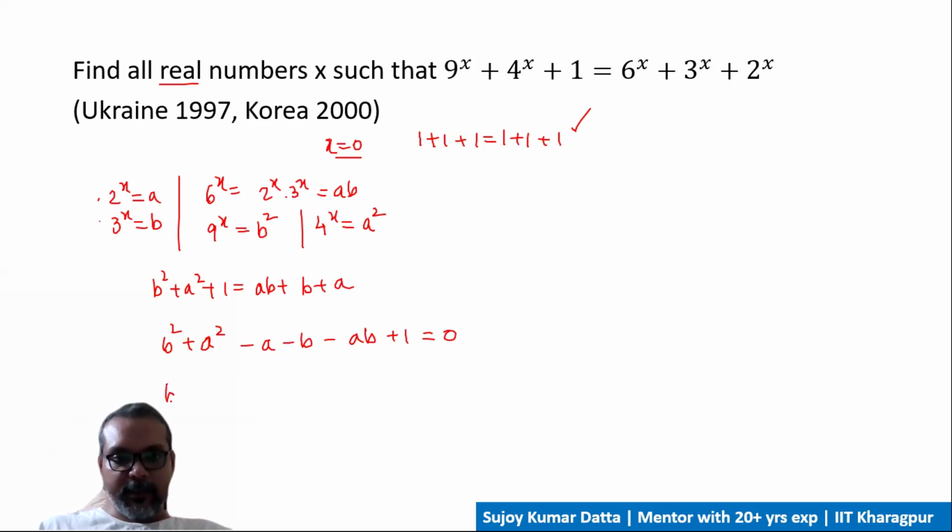So this one can be written as (b minus a) whole square. Remember, b is bigger than a, right? But if x were negative, then a would be bigger than b. So it can go both ways again. So (b minus a) whole square will get you b squared plus a squared minus 2ab. So I need to add ab.